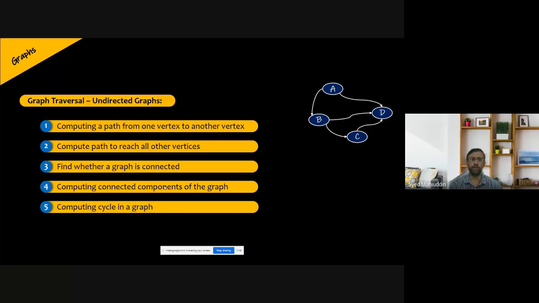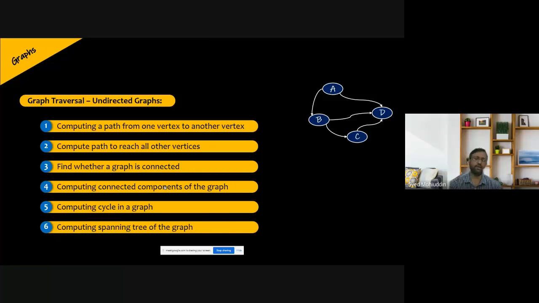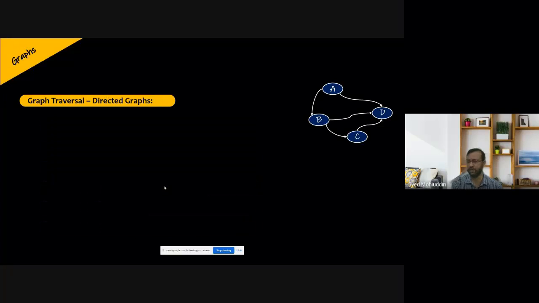And the next thing is to compute whether there is a cycle in the graph or not. Finding a cycle also tells us whether there is a round-robin path or not. Then the last benefit of graph traversals is to compute a spanning tree. Remember, a spanning tree is a tree, so it will not have any cycle. That's why it's called a tree. So these are the different things we can do by performing graph traversal.